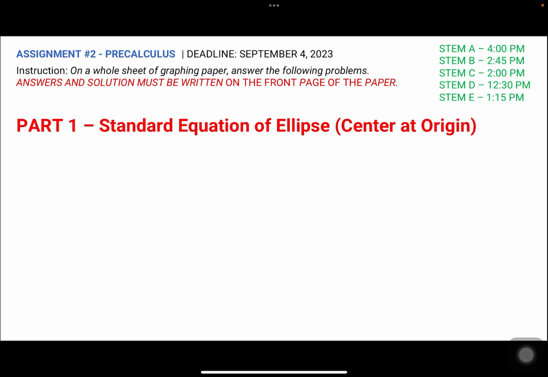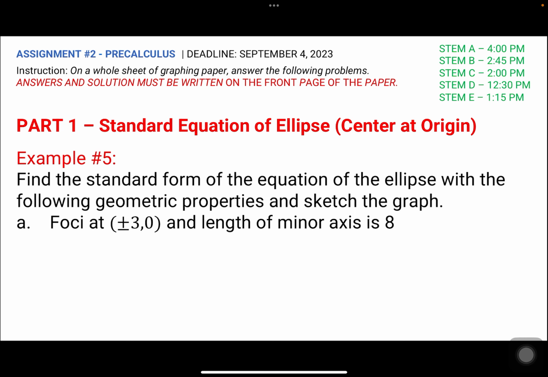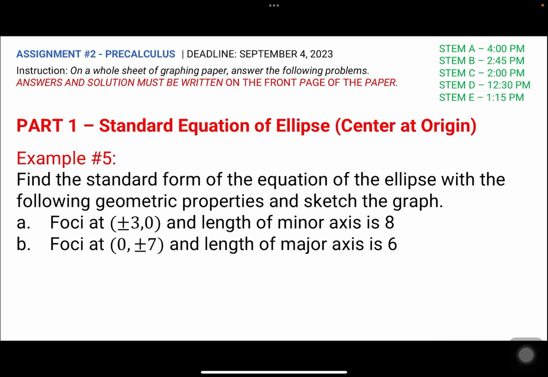So, part 1, standard equation of ellipse, which center at origin. So, we have ito lang, 2 problems. Find the standard form of the equation of the ellipse with the following geometric properties and sketch the graph. So, yung foci niya daw ay nasa positive, negative 3 and the length of minor axis is 8. Then, foci naman niya ay nasa 0, positive, negative 7 and length ng major axis niya ay 6.